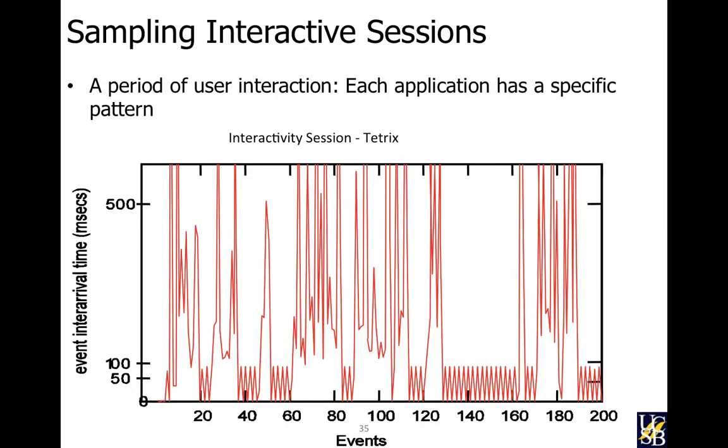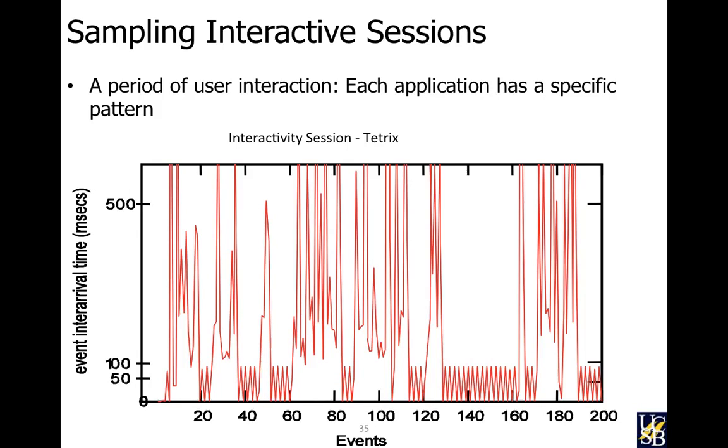However, when the user steps back and is thinking, we call it think time, you can put some profiling in during that time to determine what happened in the past and what's likely to happen in the future. You can do work while the user is pausing. What this shows is an interactive session in the UI of a Tetris-like game. Across the bottom are the events that come into the system, and up the y-axis is the event inter-arrival time. When the inter-arrival time is very large, these are the thinking periods of the user, and we can perform our profiling there in a way that the user won't notice.